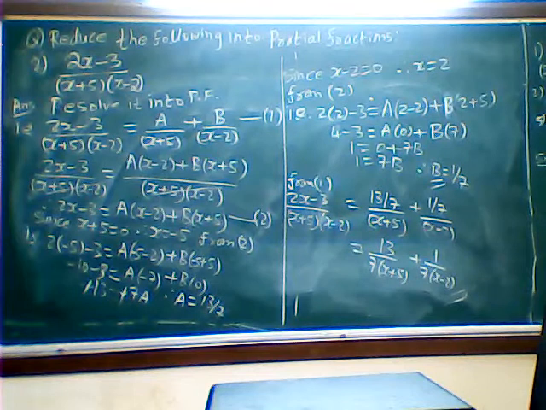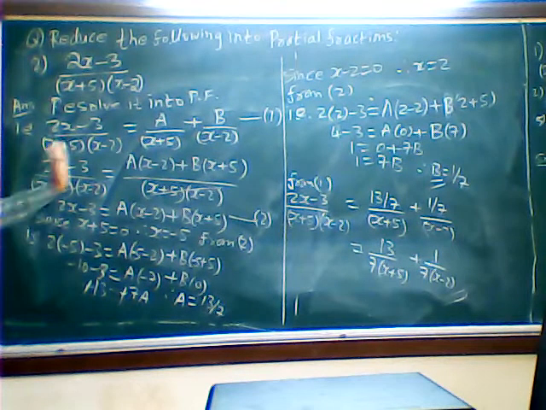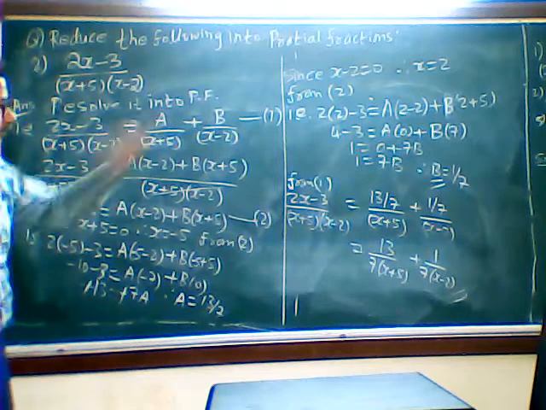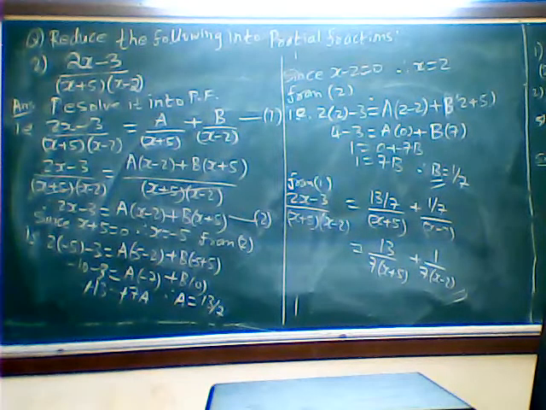Okay, got the second problem. Same procedure again and again. LCM you have to cancel it. Then one by one you put the x values. You will get the A value and B value. That you put in equation number 1, and you will get the final answer.